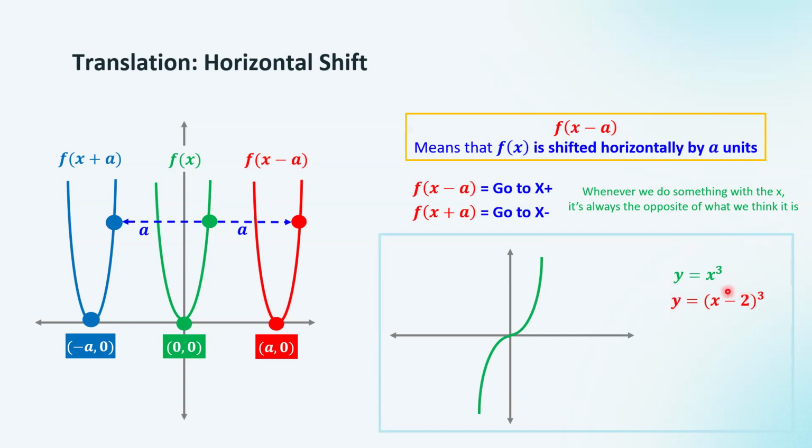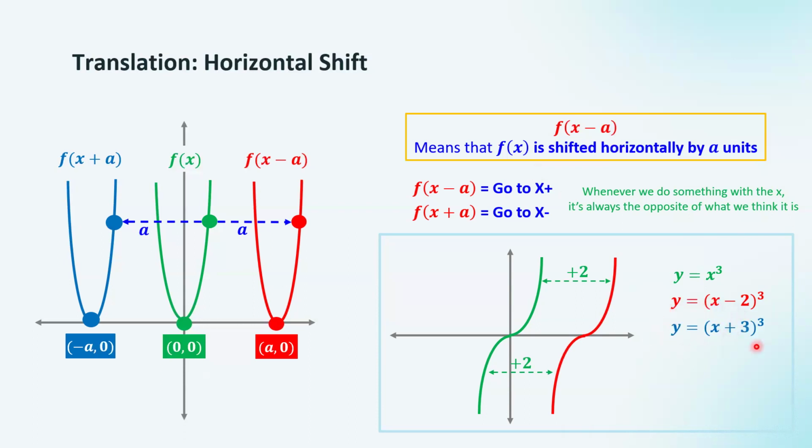Right. So remember, it's a minus. If it's a minus, we go to the x positive direction, which means we go to the right. So that means it's going to be over here. And now, let's see another example.